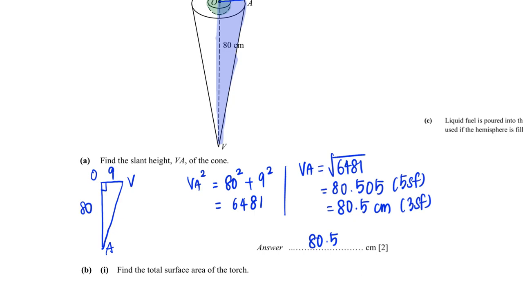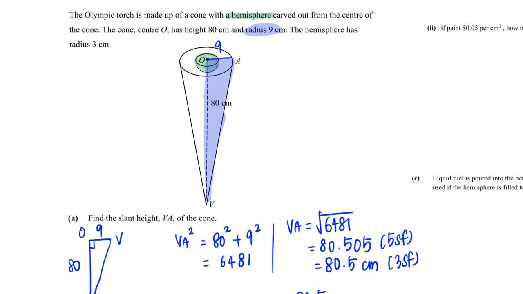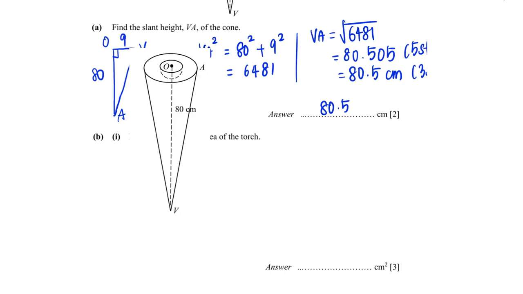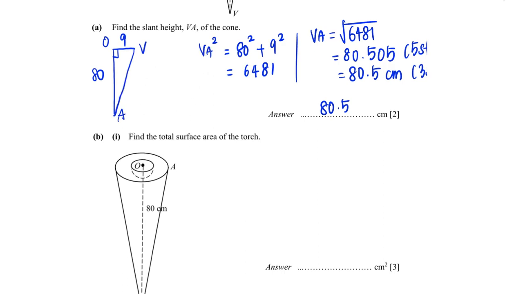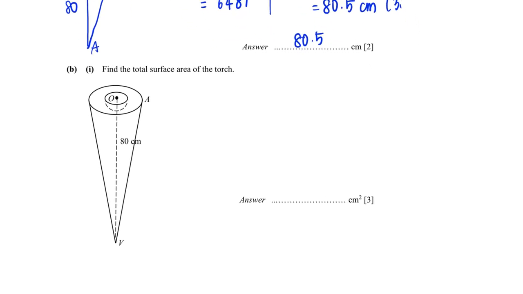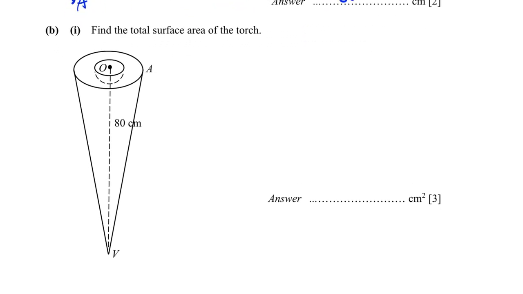Next, find the total surface area of this torch. So looking back at this question, which I'm going to just do a quick erase. I'm going to just cut this out for my part B, part 1. Okay, let's see. The total surface area, I see 3 surfaces.